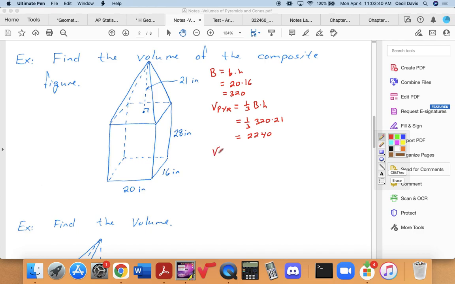And then the volume of the prism is just area of the base times the height, because it goes straight up and down. Every layer is the same. So that's going to be 320 times 28. I'm getting off this train now. I'm not doing that in my head quickly.